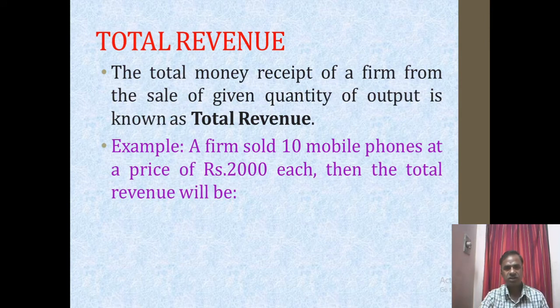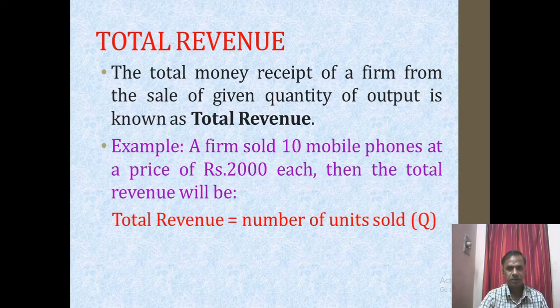A firm or seller sold 10 mobile phones at a price of rupees 2000 each. Then what will be the total revenue? He sold 10 mobile phones. The price of each mobile phone is rupees 2000. So find out the total revenue. We have to multiply the number of mobile phones sold by the price of a mobile phone. We will get the total revenue.